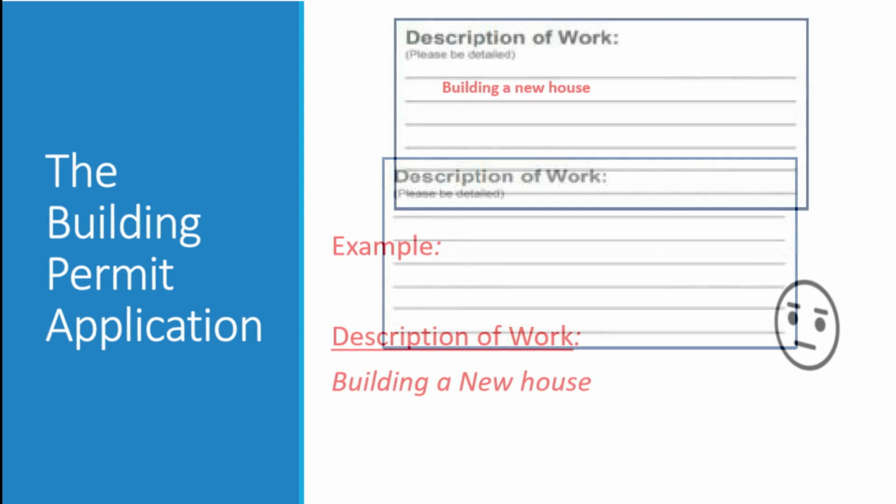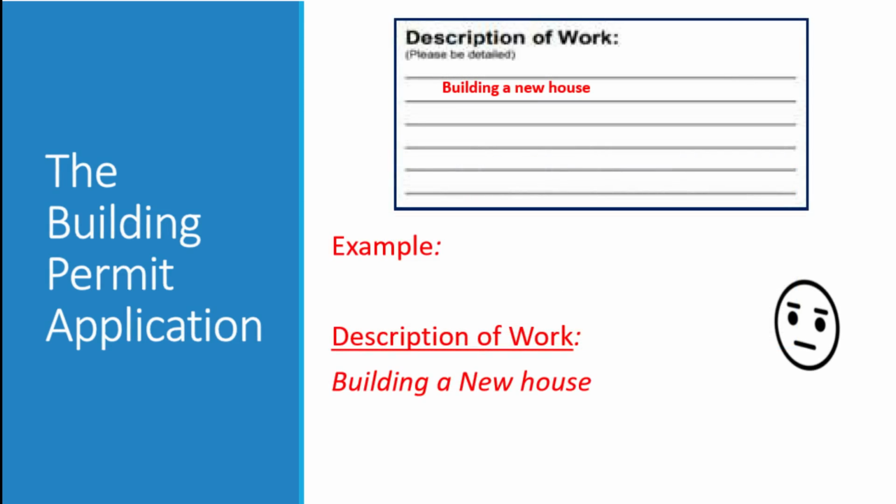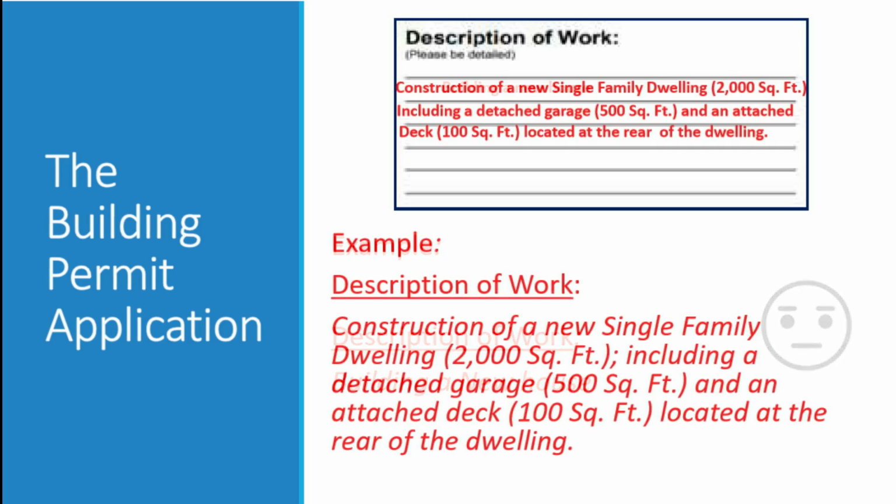Let's take a look at an example vague description. In this example, the description states, building a new house. Can the description use some help? Perhaps. This example shows a description of work that would more accurately depict what is being proposed. Notice the square footages, description of accessory structures, and their locations are also described.